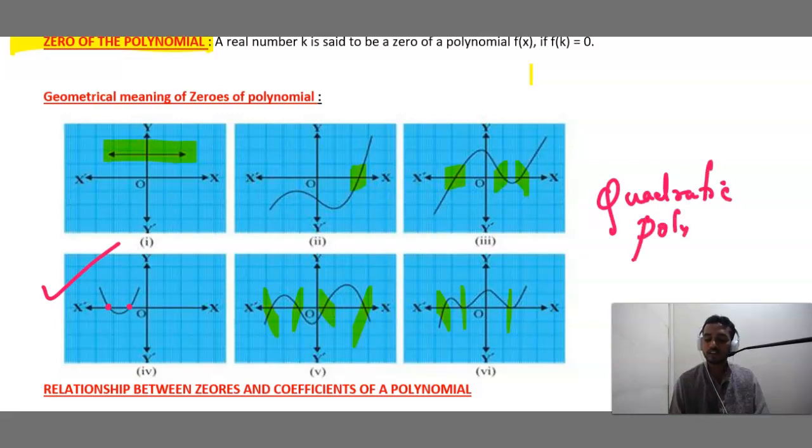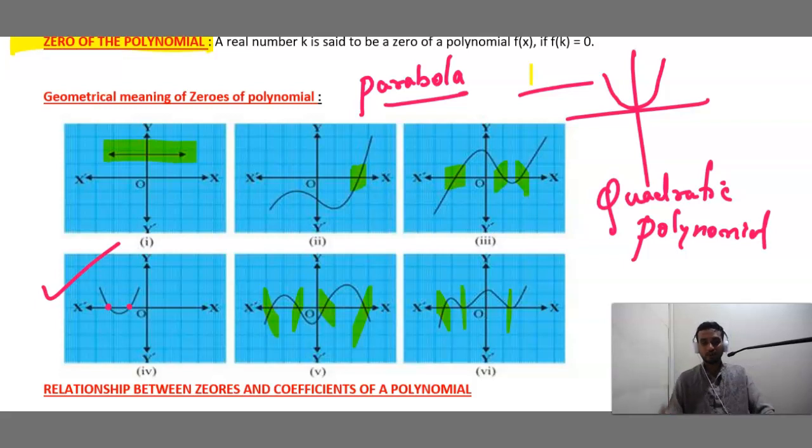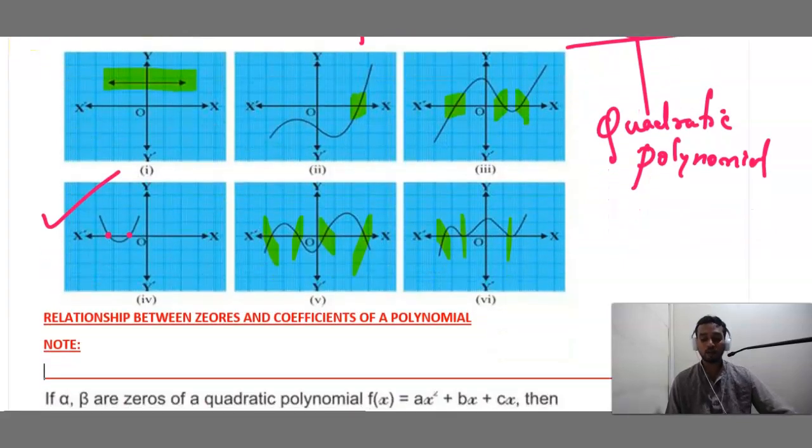So you may get a question like this also. Understood? Which type of polynomial is this? That is a quadratic polynomial. If we get a curve in the shape of a U, such a type of curve we call a parabola. Understood? So this curve is known as a parabolic curve, that is nothing but a parabola. Remember this name, it will be helpful for you. If you see a U shape, that is called a parabola.